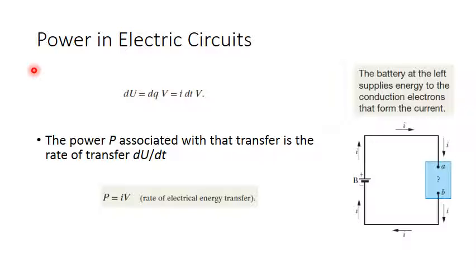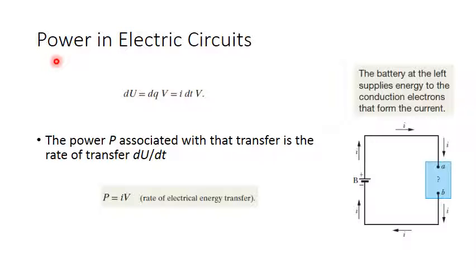The question now is that in electric circuits, we have electric potential difference and we have charges which are moving. So moving a charge inside electric potential means that we are doing or accepting power. So what is the power in the electric circuits?